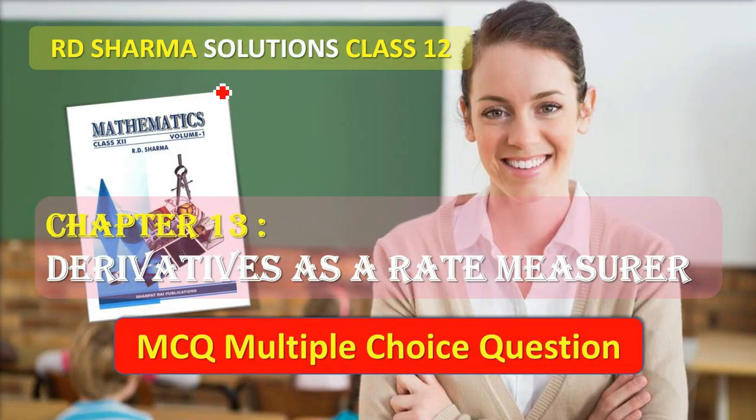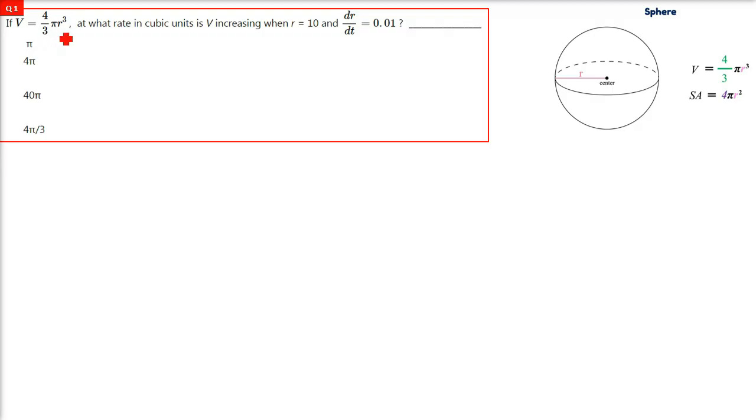This is RD Sharma solution, class 12, chapter 13, derivatives as a rate measure. Multiple choice question we are taking. V is equal to 4 by 3 pi r cube, volume is given. At what rate in cubic units is V increasing when radius is equal to 10 and dr by dt is equal to 0.01?